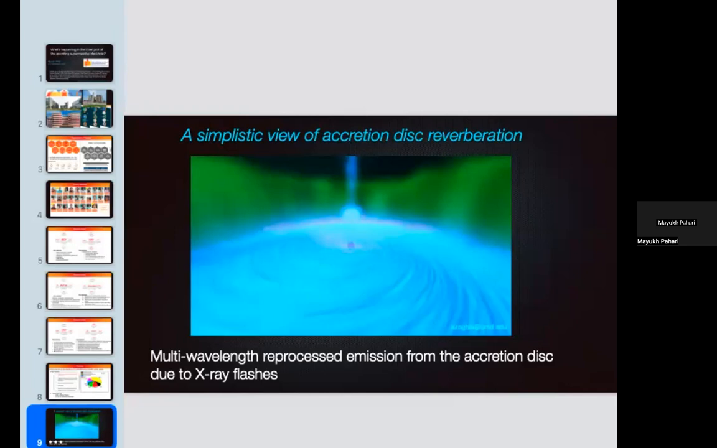So this is an accretion disk. You have a supermassive black hole sitting at the center. And there are some regions on the vertical axis of the black hole, vertical to the accretion disk, and you have a source of X-rays giving the flashes. So the flash falls on the accretion disk and then it propagates outward.